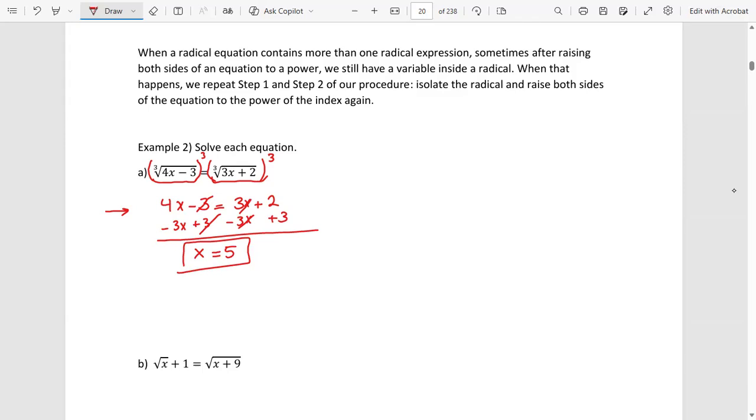Now let's check the answer as well, to see if it gives us a correct solution. I'm going to go back to the equation and replace the x by 5.